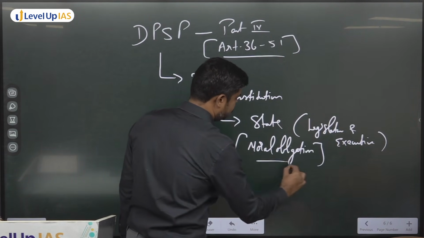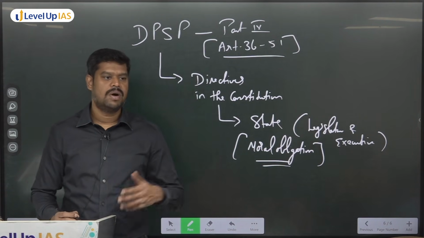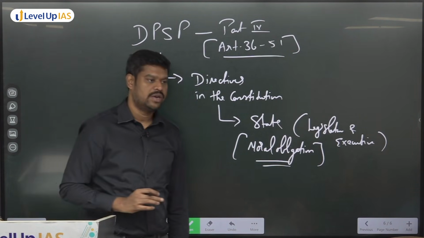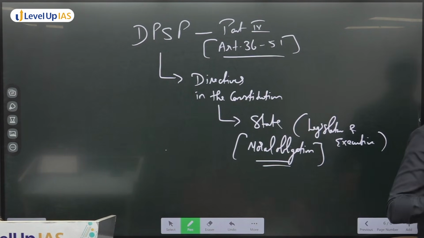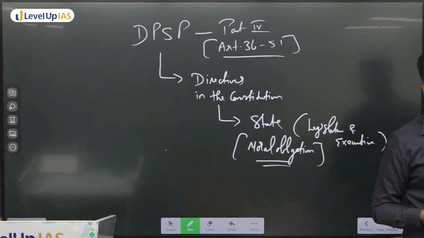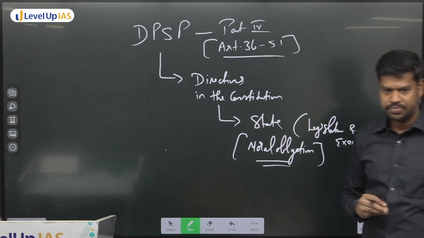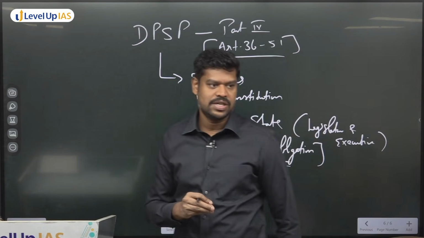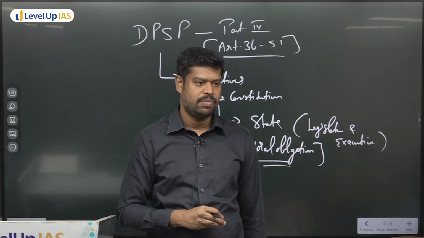What do you mean by a moral obligation and not a legal obligation? That means the state is not bound to do this. If the state wants to do it, it can. But if the state is not doing it, the citizens cannot do anything. They cannot go to the court saying the state is not implementing these directives. So why was it placed as a moral obligation and not a legal obligation? In fact, there was a debate in the Constituent Assembly, and Dr. B.R. Ambedkar defended that it should be a moral obligation, not a legal obligation.